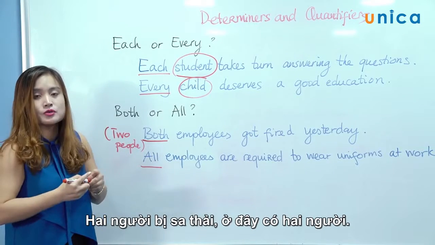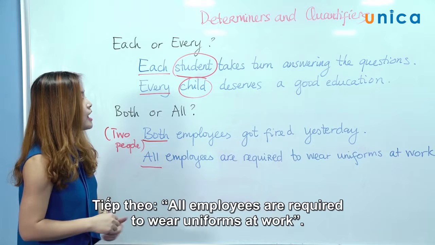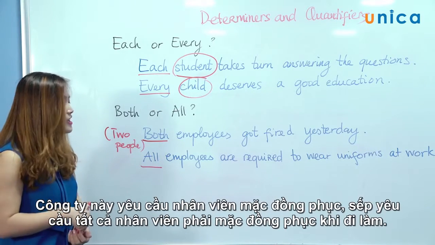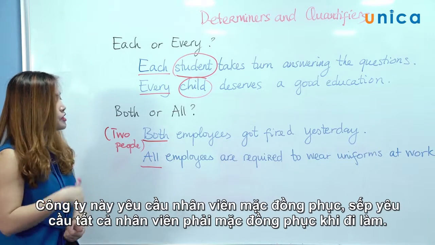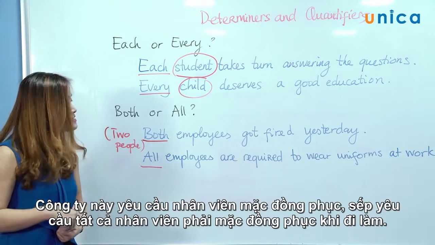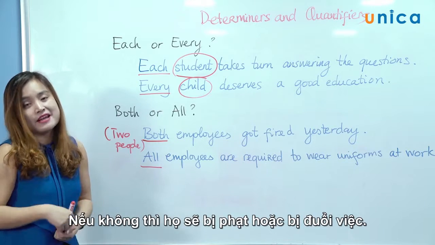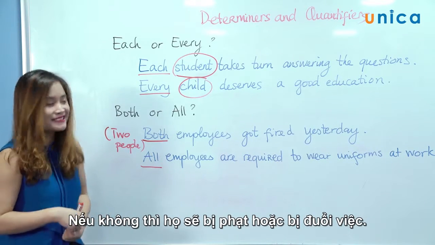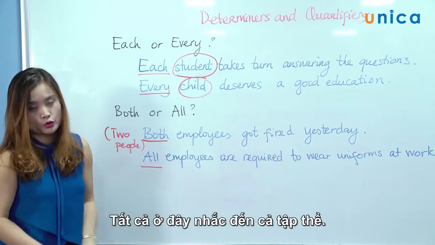Two people or two things. And the next one, all employees are required to wear uniforms at work. So this is the company's uniform policy. The boss requires every employee, or all employees, to wear uniforms at work. Otherwise, they will get fired or they will be punished. Okay? So all here refers to the whole group.